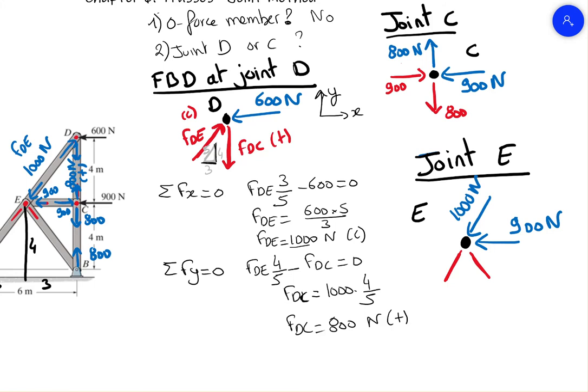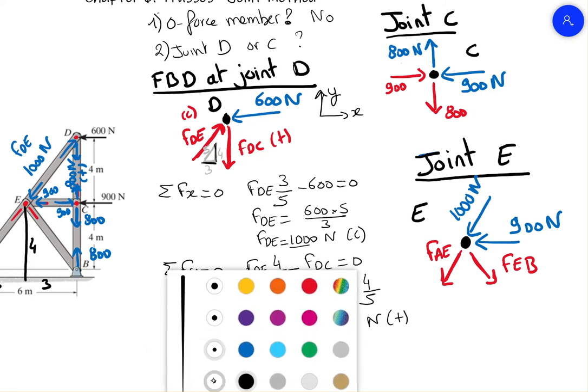Necessarily we have at least one going up, but we don't know which one. So let's put both of them in tension. And that's FAE, and that's FEB. And we need some slope.